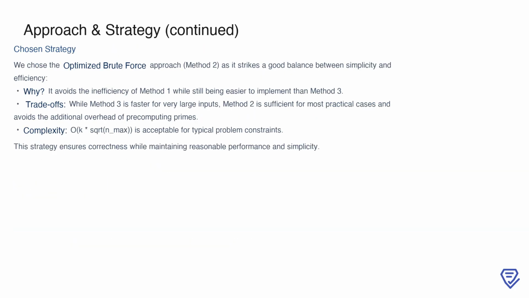For this problem, we chose the optimized brute force approach, which involves iterating up to the square root of each number. This strategy provides a good balance between simplicity and efficiency. It avoids the inefficiency of the basic brute force method while being much easier to implement than the mathematical property-based approach. The trade-off here is that while the mathematical approach is faster for very large inputs, the optimized brute force method is sufficient for most practical cases and avoids the additional complexity of pre-computing primes. With a time complexity of O(k sqrt(n max)), the chosen strategy ensures correctness, maintains reasonable performance, and is straightforward to implement within typical competitive programming constraints.